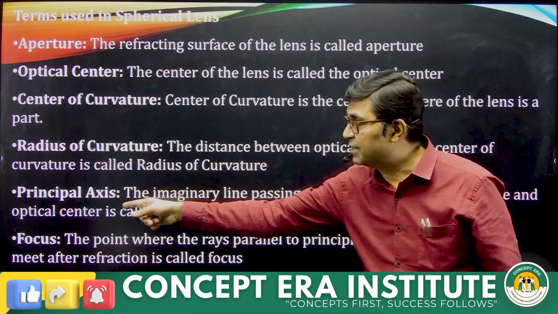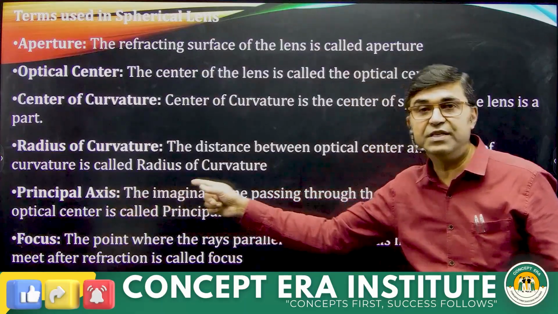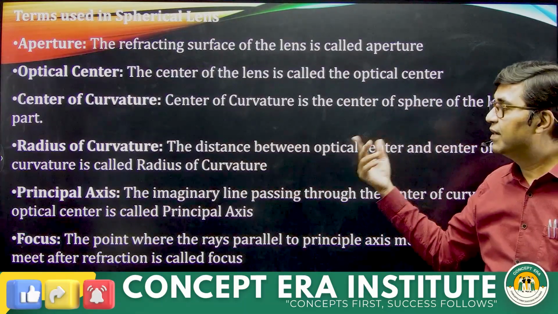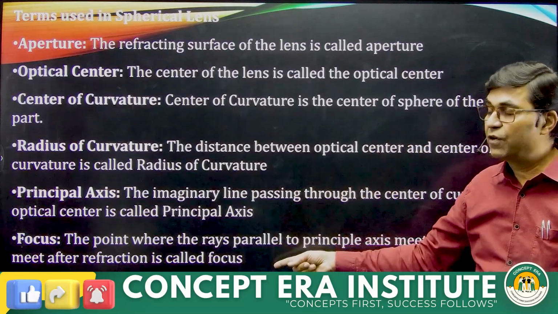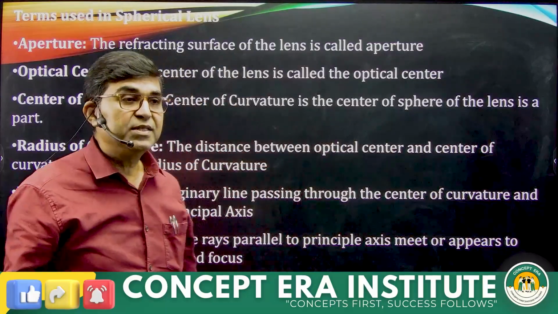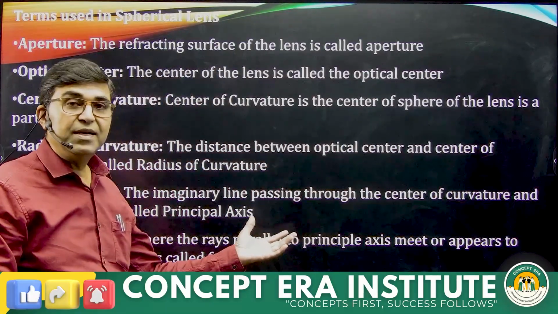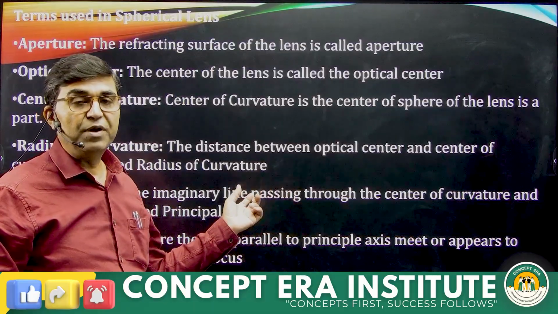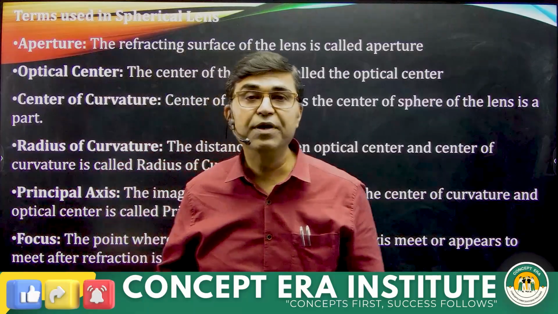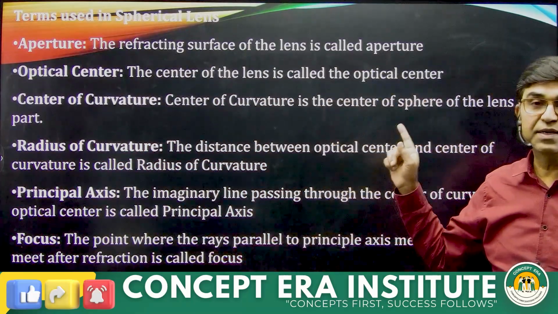The principal axis is the same. It joins the center of curvature to the optical center and is extended both ways infinitely. That is the principal axis. The focus, where the parallel beam of light seems to converge, or the divergent beam of light appears to emerge from, is known as the focal point, and the distance of the focal point from the optical center is known as the focal length of the lens.